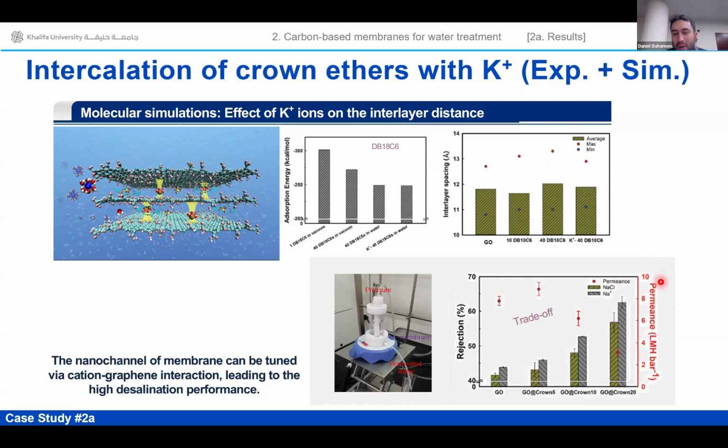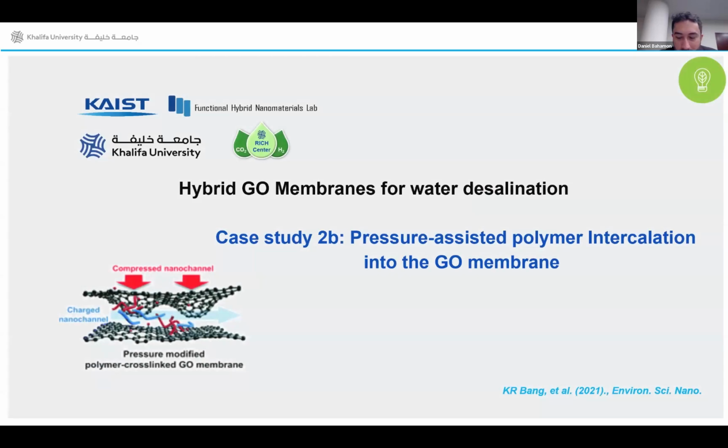So there is still work in progress that we need to make in this sense to find the most promising one for this application. And the last one is related to basically the same water desalination, intercalating, in this case, not only crown ethers, but something different, polymers in this case.